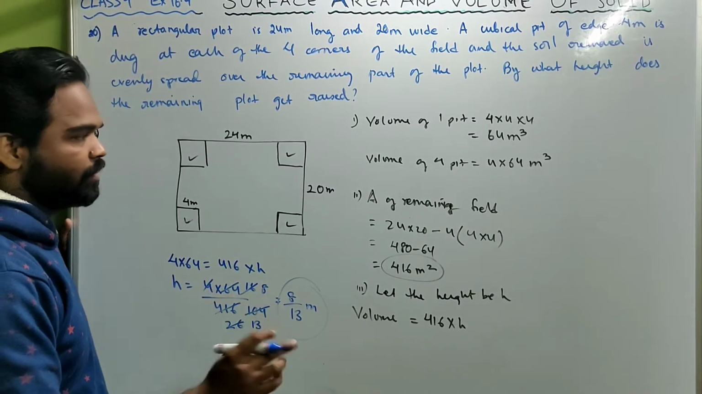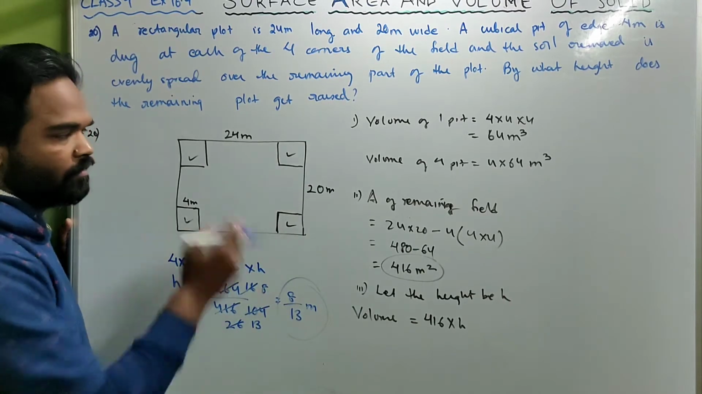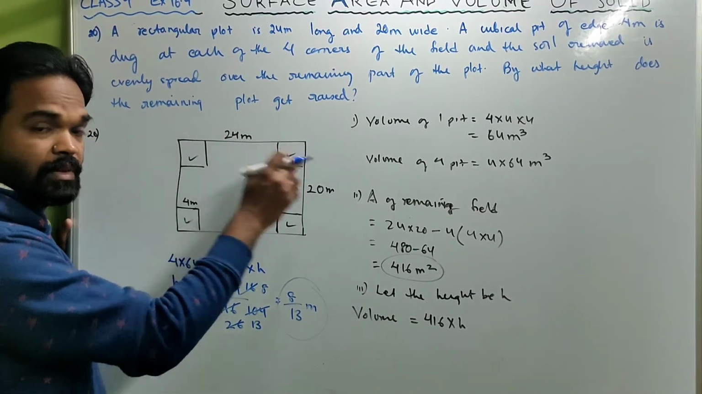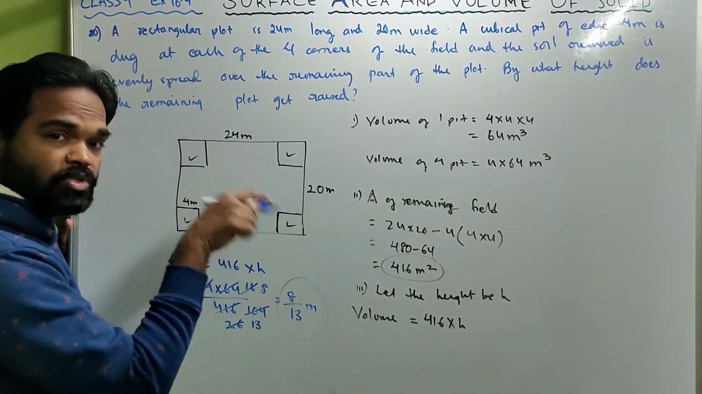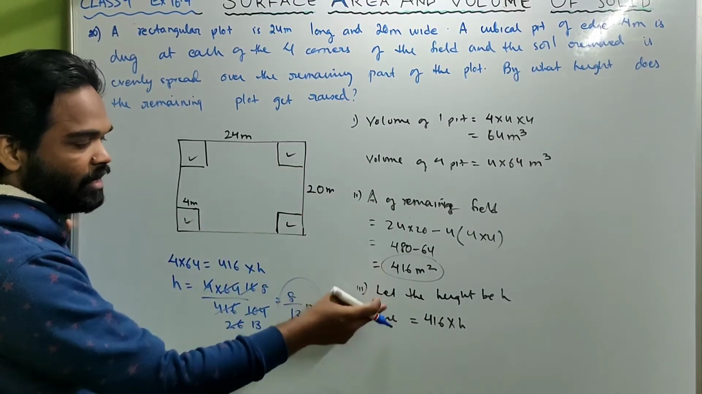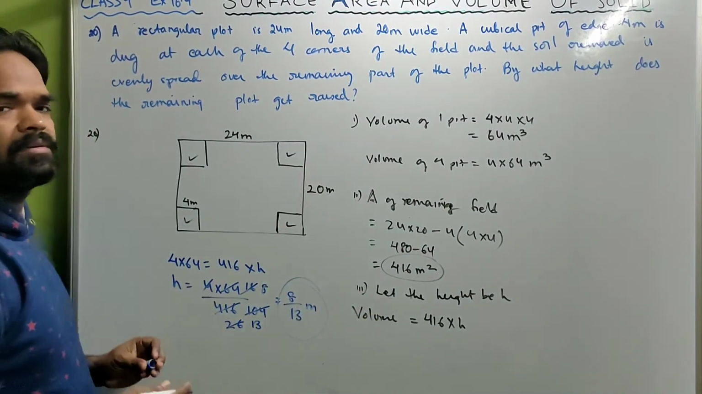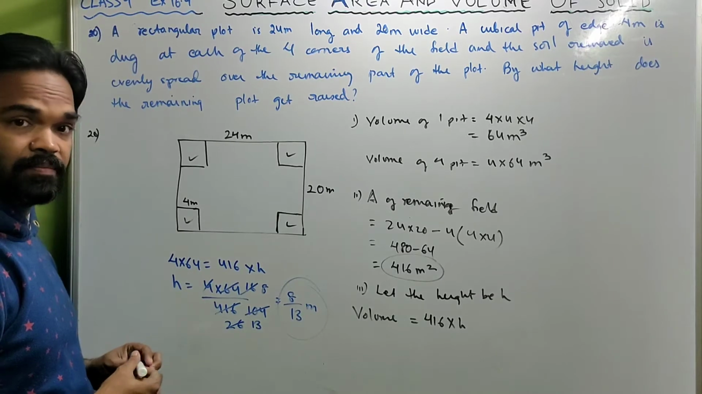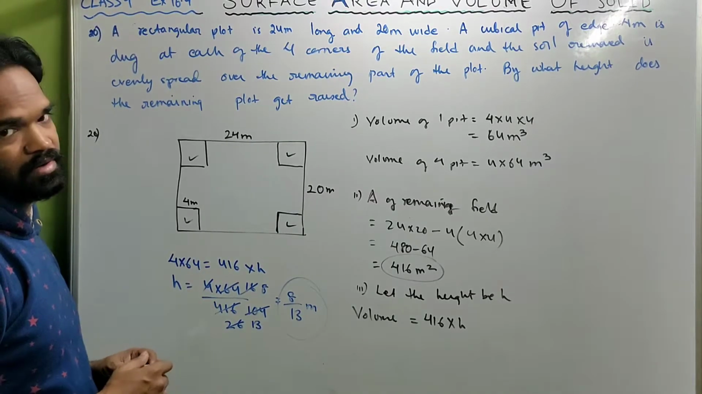Am I clear? Same. Find the volume of the soil removed. Find the area of the remaining portion when the pit is formed. Find the volume of the soil spread. That will be area into height. Equate it. You'll get the answer. Done. Now let us look at the next sum.